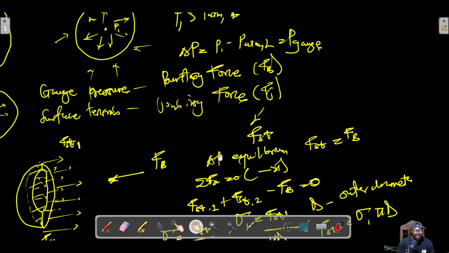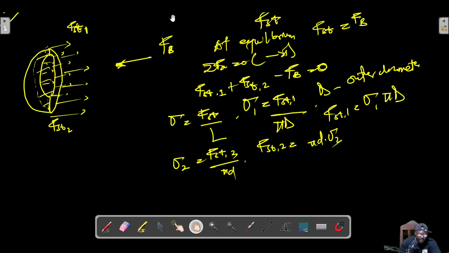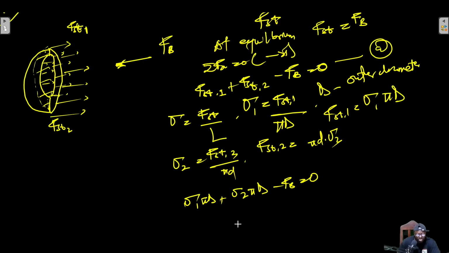So I believe from here we can move on. Let us go to the next page. Then we can substitute. Let me substitute everything in here. Then you can substitute all the expressions into equation A. So let us do it. So now our first surface tension will be sigma 1 pi d plus second surface tension sigma 2 pi capital D minus our buoyancy force is equal to 0. So this is our equilibrium equation.